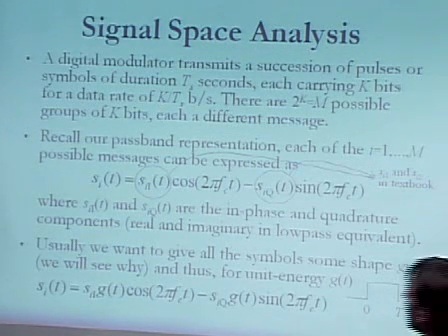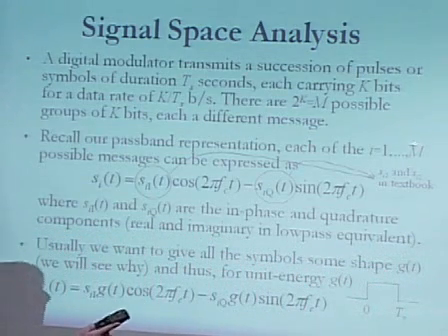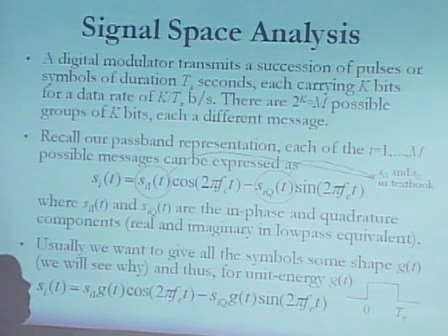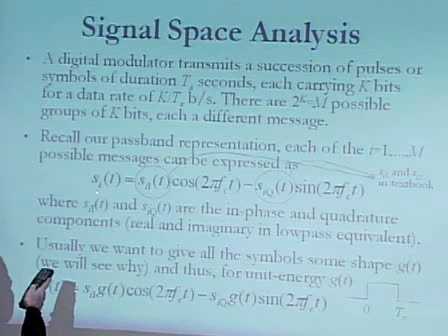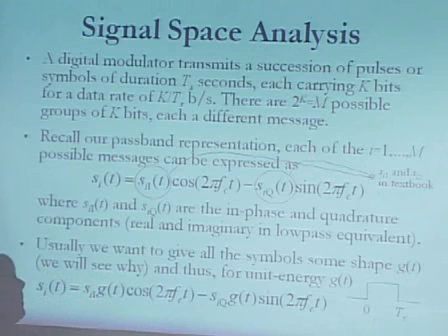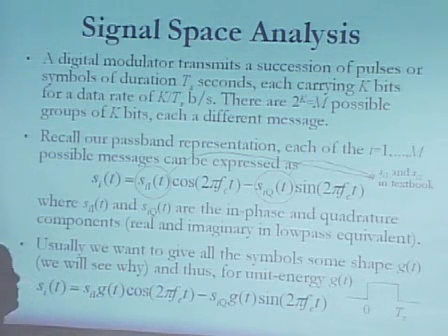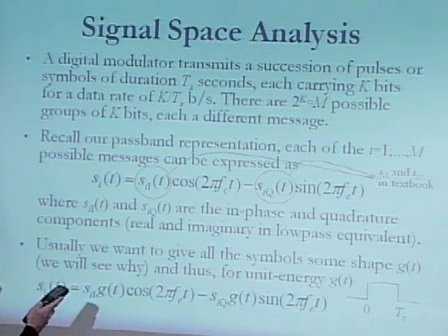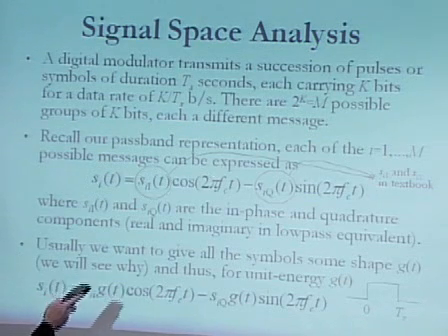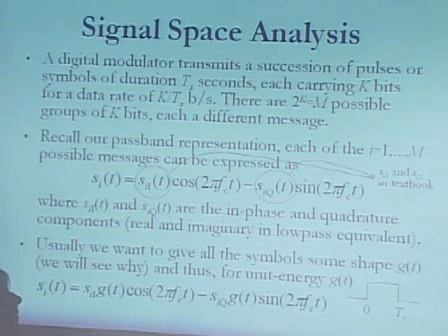Now recall our passband representation. So we have capital M possible messages, so we need to be able to send capital M possible signals. We're going to call each signal S sub i of t in general, with i going from 1 to capital M. Using our familiar passband representation, we can express S sub i of t as an in-phase component times the cosine of 2 pi fc t, where fc is the frequency of the signal, minus a quadrature component times the sine of 2 pi fc t.